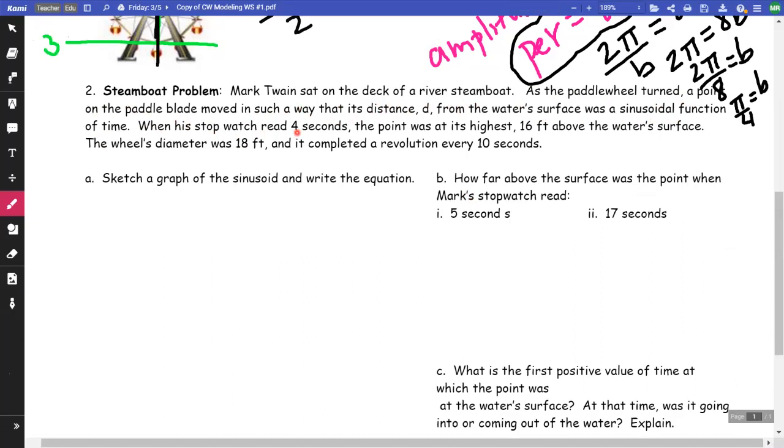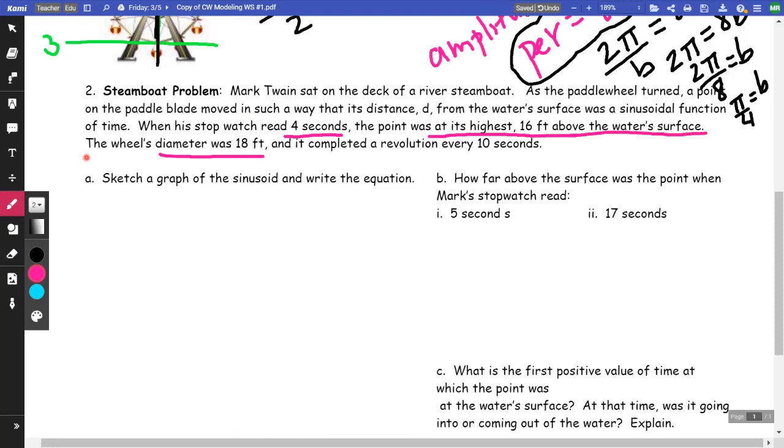When his stopwatch read 4 seconds, the point was at its highest. Okay, I'm just going to write: 4 seconds, highest 16, above the water surface. The wheel's diameter is 18 feet. I'm just going to erase this one here so it's not writing over the words. And it's above the water surface. We need to know where that is. And it completed a revolution every 10 seconds. So one revolution's one cycle. So that would be like a period for us for these graphs.